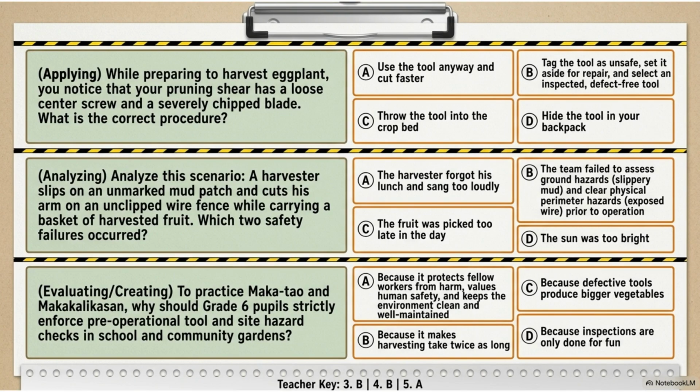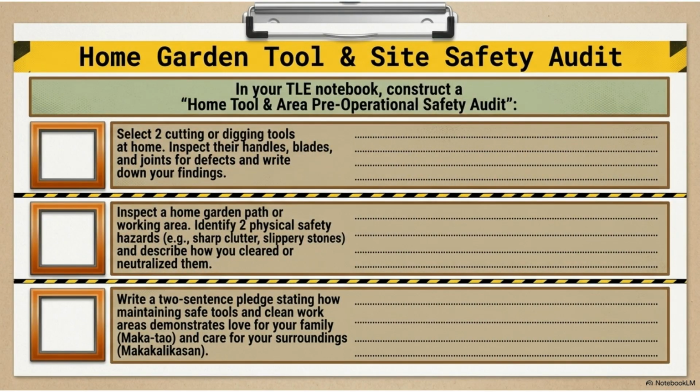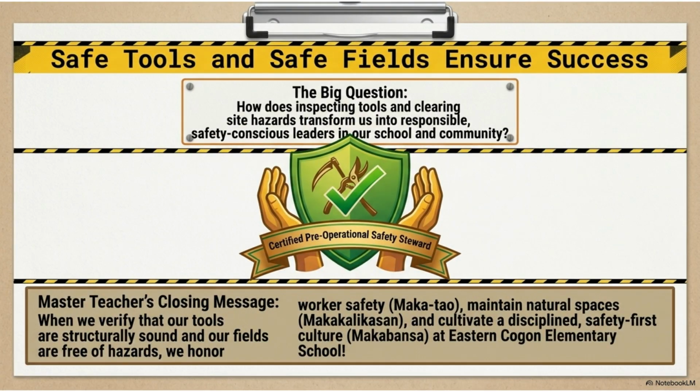Regarding our scenario, if you find a tool with a loose screw or chipped blade, the correct procedure is to tag it as unsafe, set it aside for repairs, and choose a different, defect-free tool. In the safety failure scenario, the team fell short by failing to assess ground hazards like slippery mud and failing to clear physical perimeter hazards such as exposed wire before they started. Finally, we enforce these checks because they protect our fellow workers, maintain human safety, and keep the environment well cared for, reflecting our core values of service and responsibility.